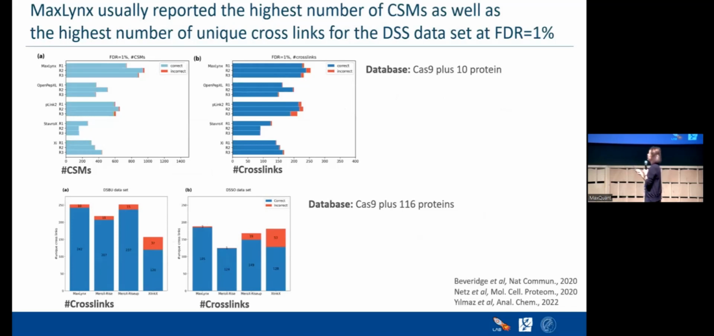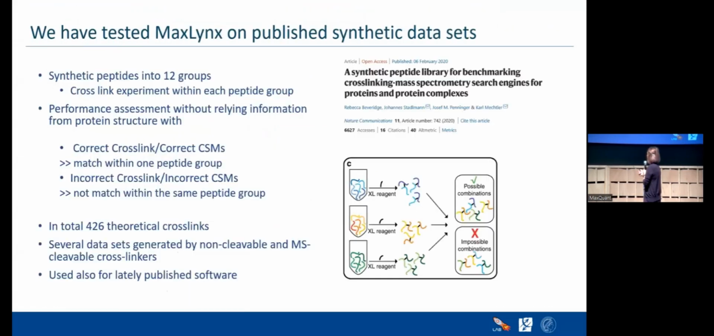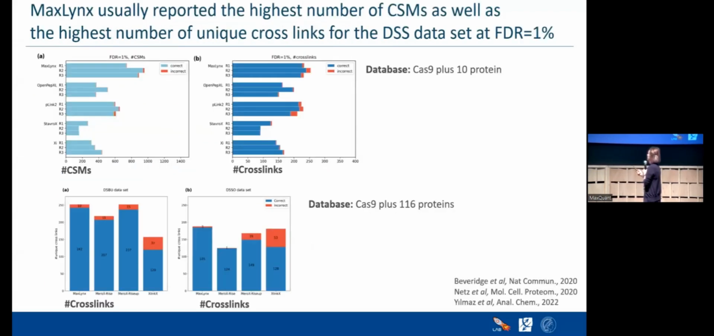The upper part shows the non-cleavable crosslinker, and the lower part shows the MS-cleavable. And what we see here, the correct ones only come from within the groups where I find the correct. Then we can see that MaxLynx is performing very well at the 1% FDR compared to the other search engines. In terms of correct, and of course, we also find some incorrect ones.